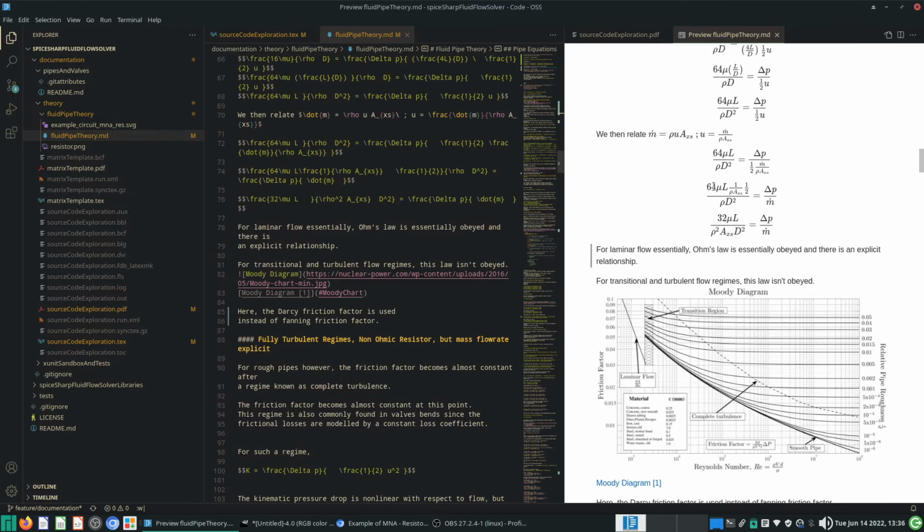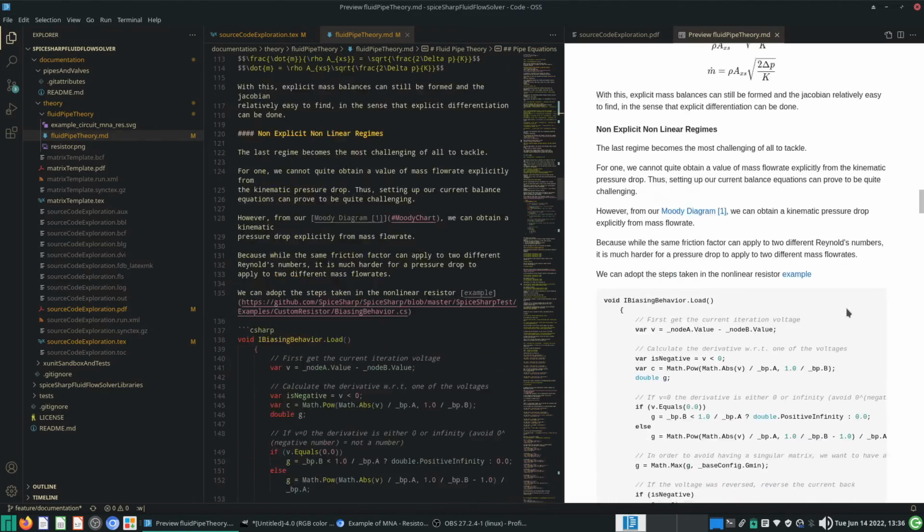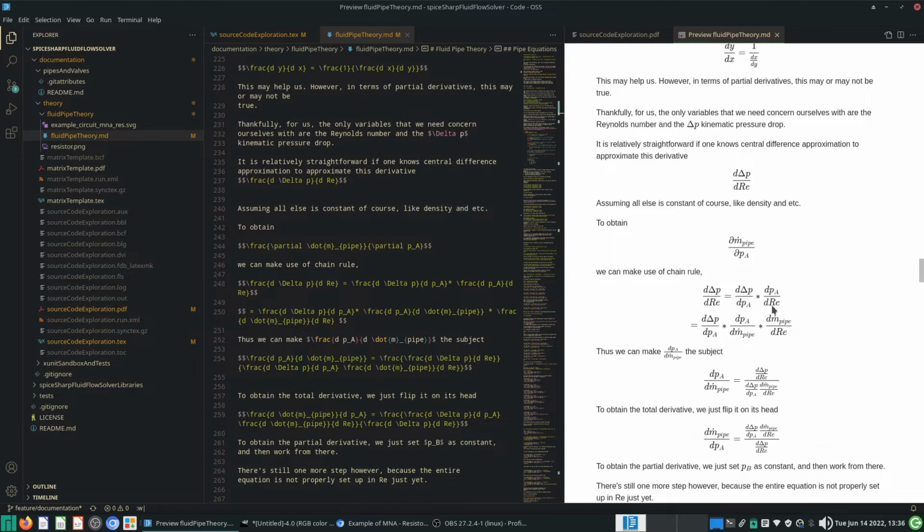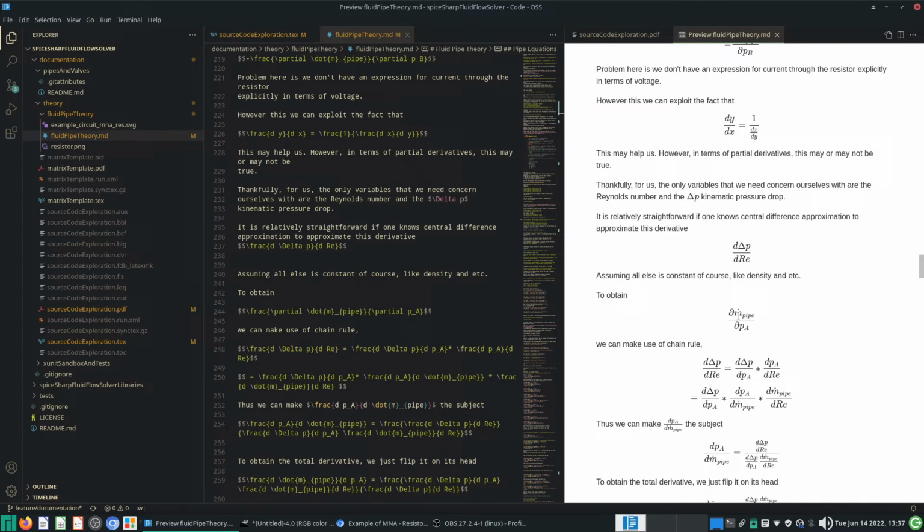Okay, for this part over here, also very easy to do this pressure drop differentiation. But unfortunately our case is not that simple, so we'll have to do some trickery. Okay, so we start off assuming that we know this value. Assuming we know this value, we want to of course obtain this value, partial m_pipe, partial P_A.